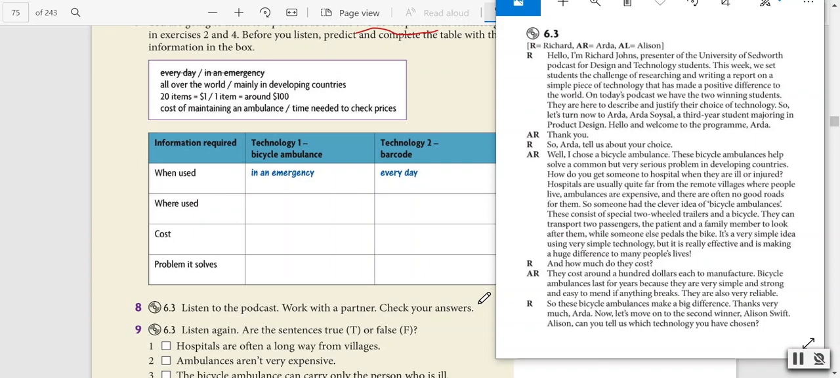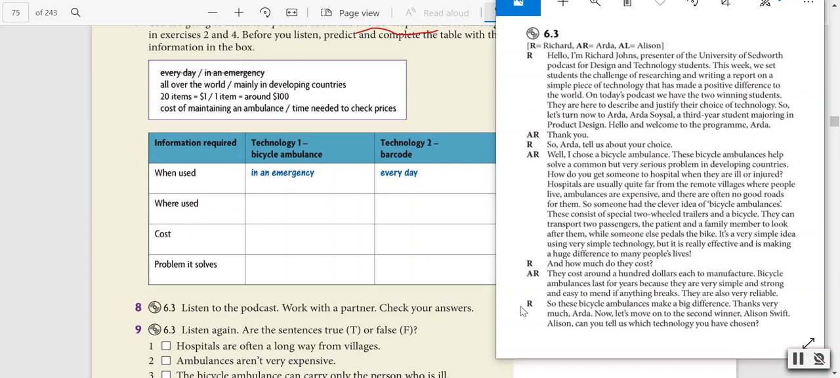Ambulances are expensive, and there are often no good roads for them. So someone had the clever idea of bicycle ambulances. These consist of special two-wheeled trailers and a bicycle. They can transport two passengers, the patient and a family member to look after them, while someone else pedals the bike. It's a very simple idea using very simple technology, but it is really effective and is making a huge difference to many people's lives.